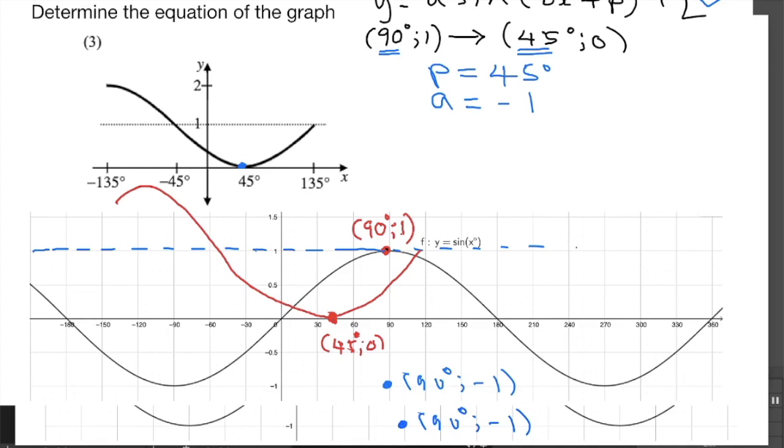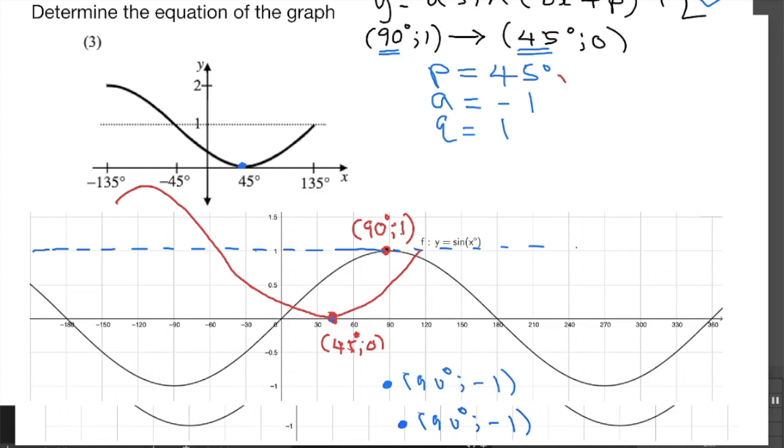But then how did it go back up to sit at 45, 0? That means there should be a vertical shift again. So after reflecting it along the x-axis, we need to shift this thing 1 unit up again. And that tells you straight away that Q is equal to 1. Remember, we're shifting sine x 45 degrees to the left.